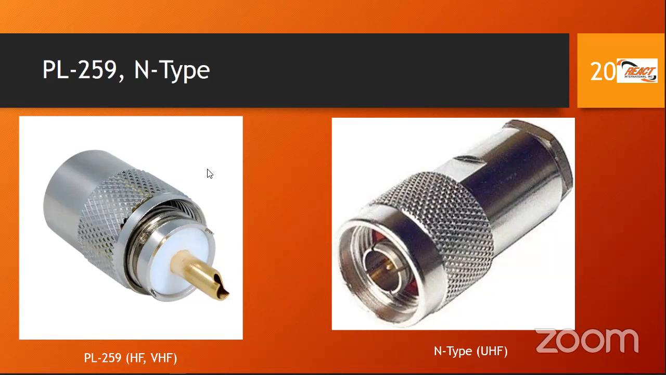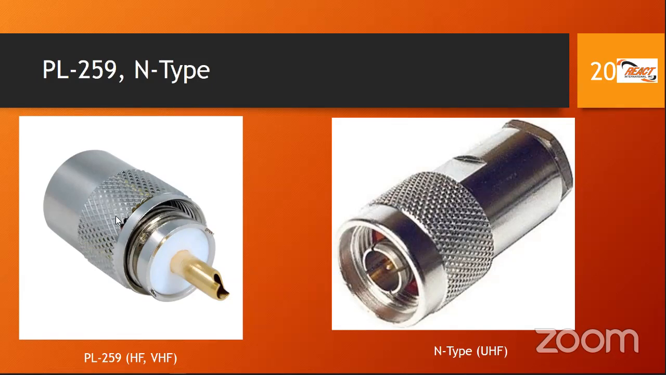You're welcome. So this is called the PL259 connector. It's suitable for use on the HF part of the band. It can also be used on the VHF part of the band, but it is not recommended for UHF and above. For UHF and above, the N-type connector is recommended. On the right-hand side, you'll see the N-type connector, versus the left-hand side, the PL259 connector.